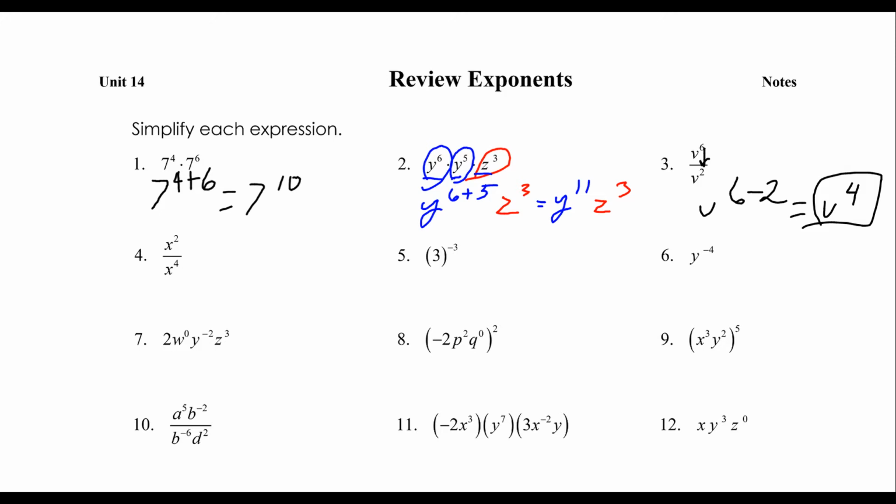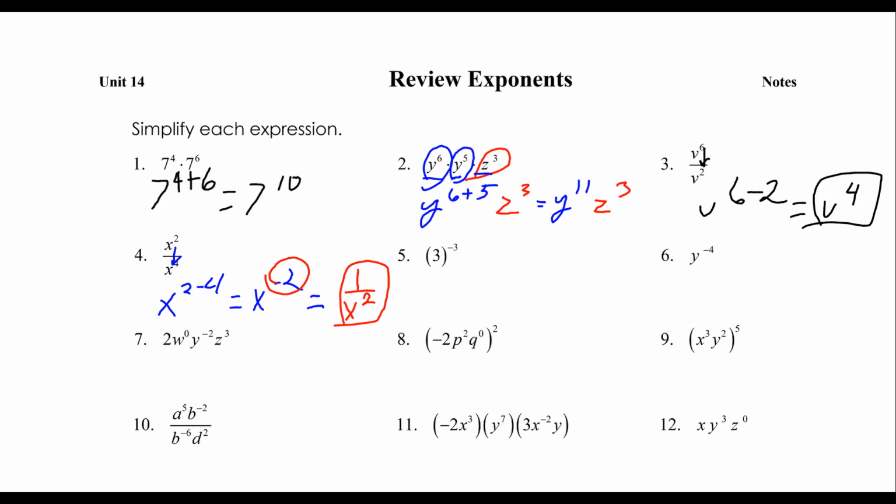Same thing goes if we have just a variable. This x, we're going to go x to the 2 minus 4, which is equivalent to x to the negative 2, and we don't like having these negative exponents. So what we have to do is say 1 over x squared. And that's our final answer.